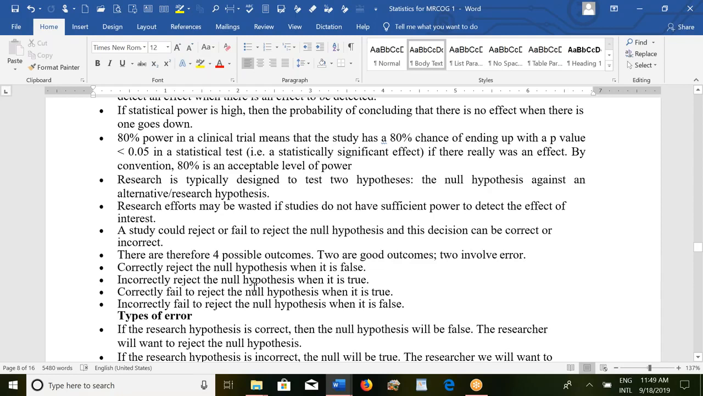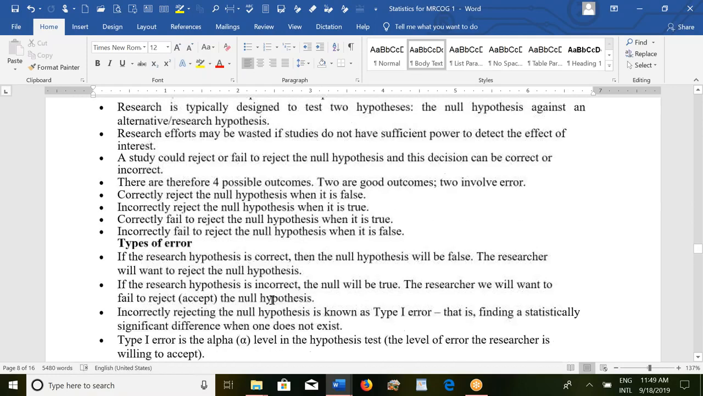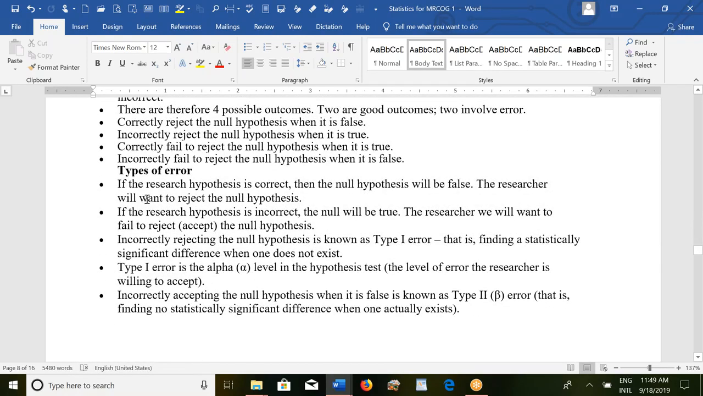Incorrectly reject the null hypothesis when it is true. Then correctly fail to reject the null hypothesis when it is true. Incorrectly fail to reject the null hypothesis when it is false. So, types of error. If the research hypothesis is correct, then the null hypothesis will be false, so the researcher will want to reject the null hypothesis. If the research hypothesis is incorrect, the null will be true, and the researcher will want to fail to reject or accept the null hypothesis.